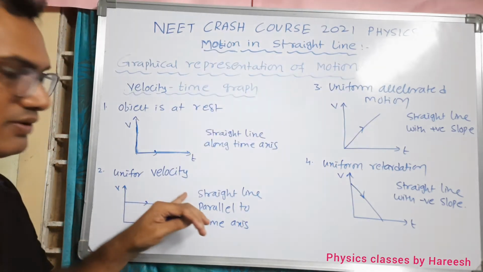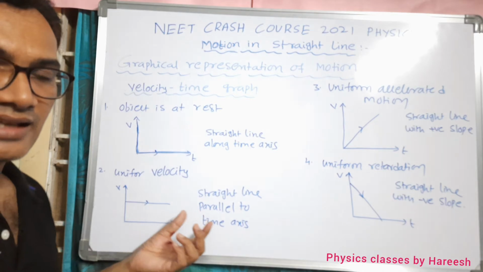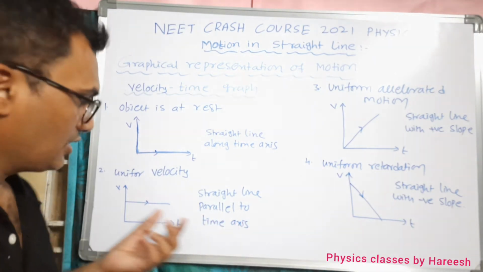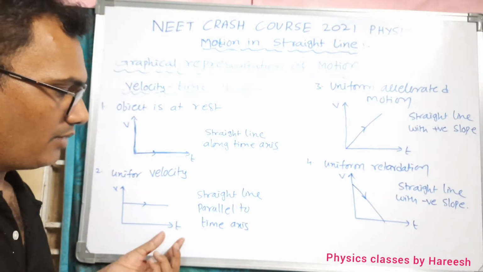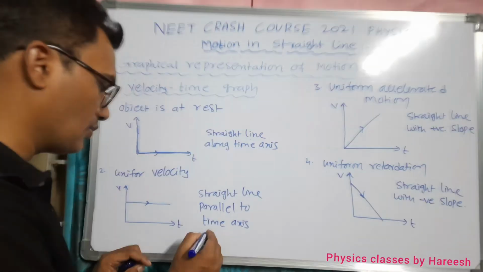The second one is uniform velocity. Uniform velocity means velocity remains constant. As time changes, velocity remains constant. So it is a straight line parallel to the time axis, we can say that. Here the slope will be 0, right? Here the slope is 0.